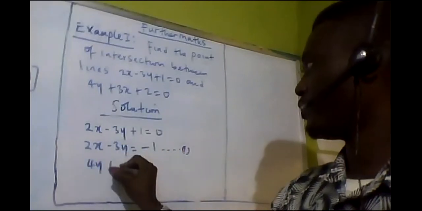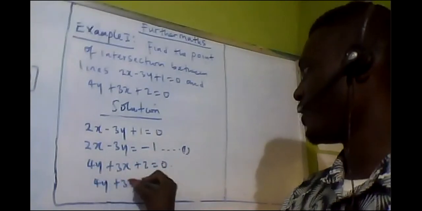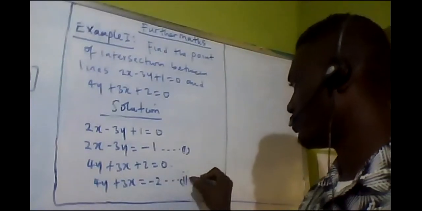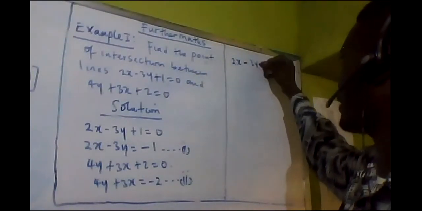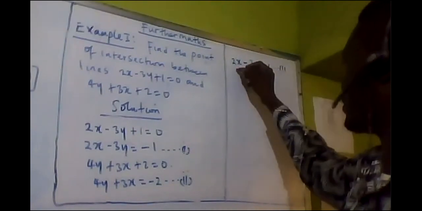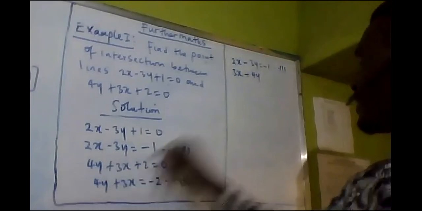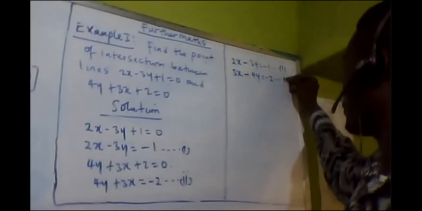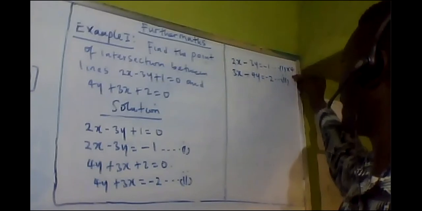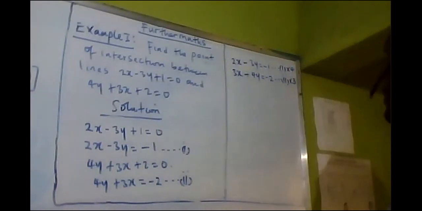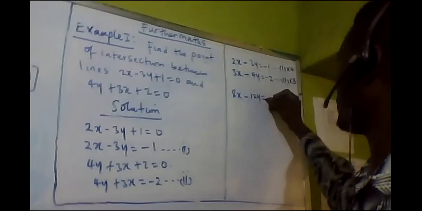Now the next one, 4y plus 3x plus 2 equal to 0. Moving it to the other side, that becomes 4y plus 3x equal to minus 2, equation 2. Before you solve simultaneously, arrange properly. 2x minus 3y equal to minus 1, equation 1. Then let 3x come first, plus 4y, equal to minus 2, equation 2. Multiply equation 1 by 4 and equation 2 by 3. So 2 times 4, 8x minus 3 times 4, 12y equal to minus 4.